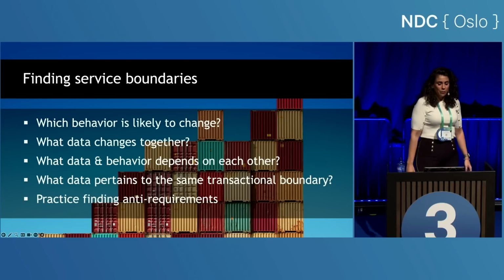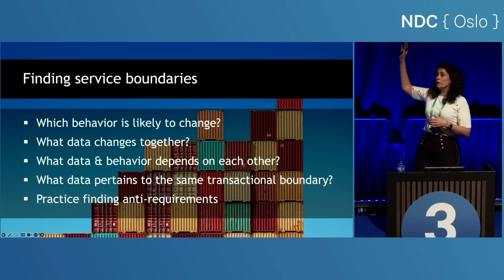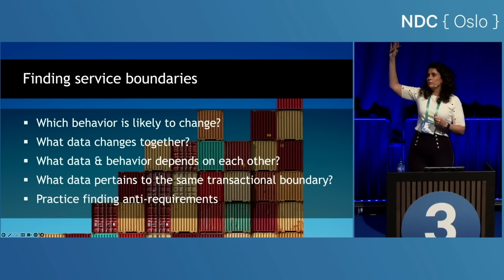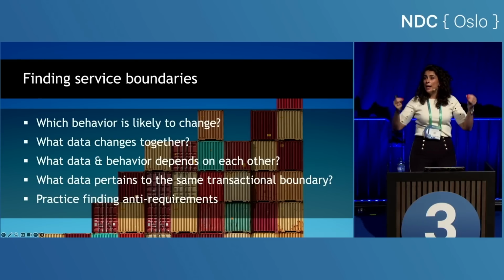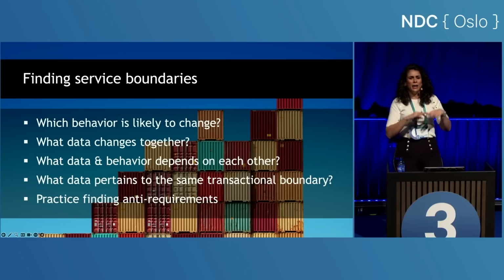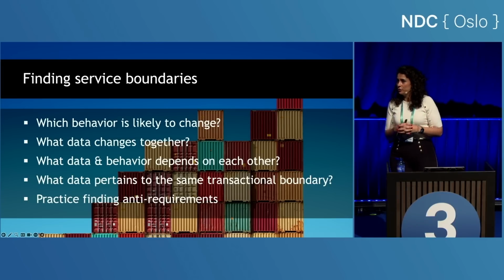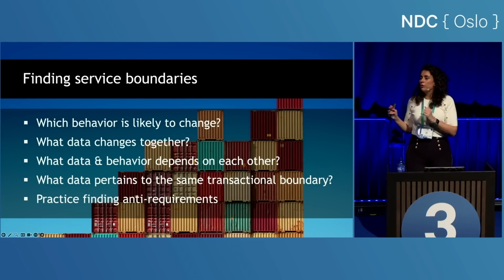Now, one of the things that can really help with this is practicing anti-requirements. Who's heard of that before? Not many hands. Okay, so the idea is basically that you're going to think about the attributes of a concept like an order or a product, and you're going to start asking silly questions to basically try to find where you are able to cut things apart.